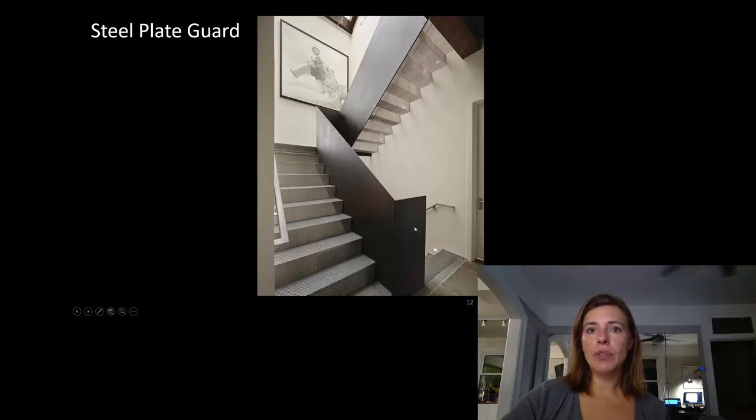There would have been a lot of different load cases to look at here. This one has no handrail because the handrail's designed on the other side. So not every guard has a handrail.